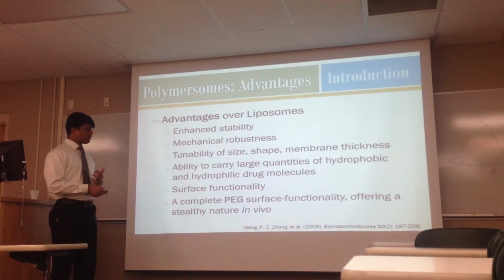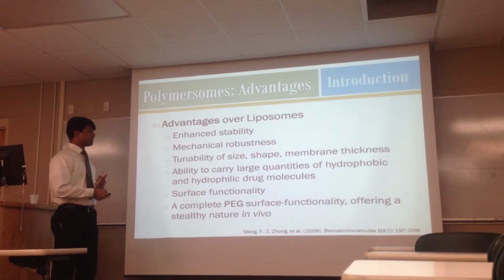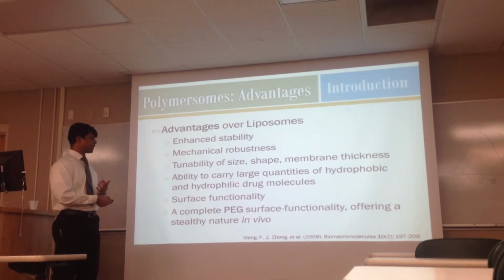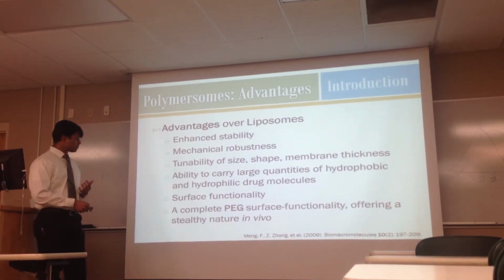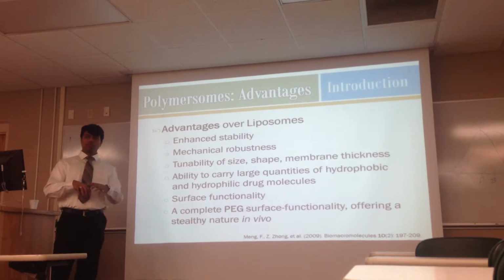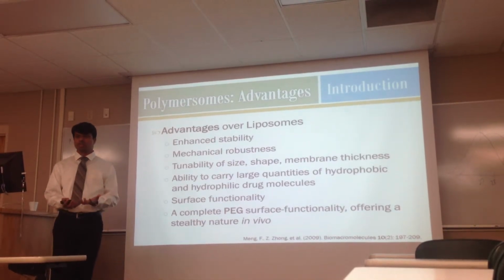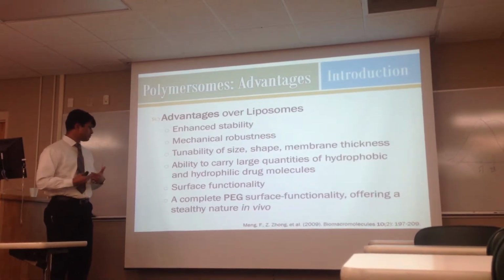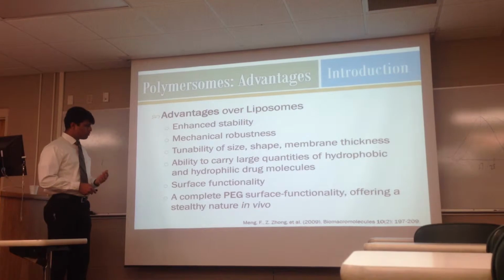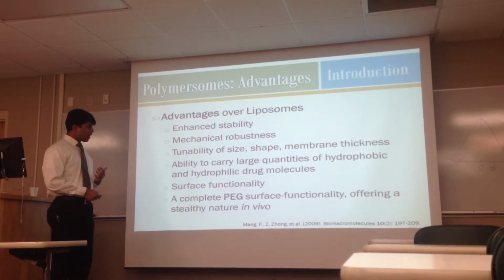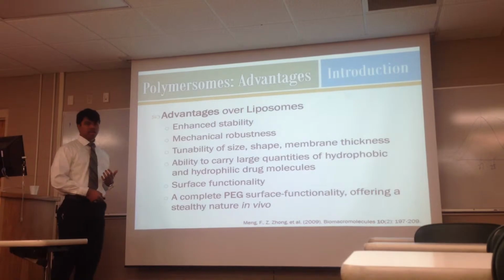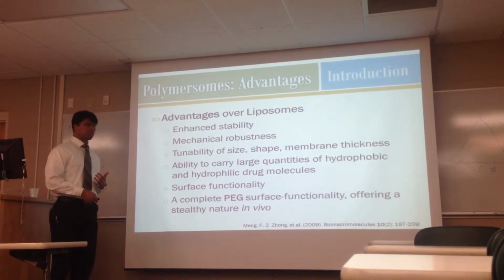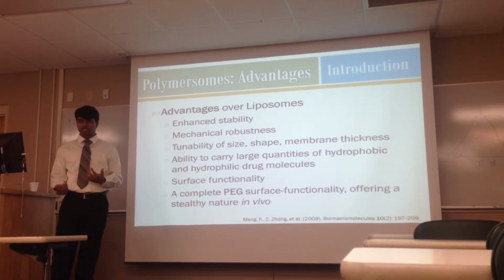Then, because we can play with the size, shape and thickness, we can increase their ability to carry the drug, both hydrophobic and hydrophilic. Also, surface functionalization can be done, like we can put different functional groups and ligands on the surface of these polymers, and we can do the targeting for these polymersomes. And in most of the polymers used in polymersomes, the hydrophilic part is polyethylene glycol, because of which it inherently has the stealthy nature required for in vivo applications.